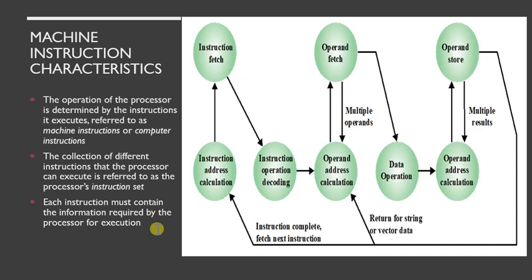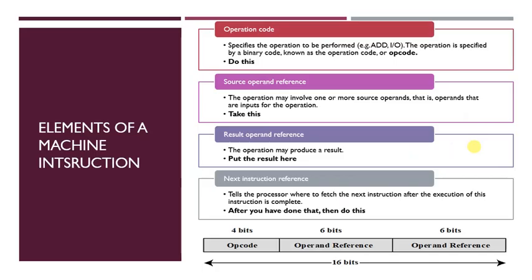So we are going to see what are the elements of a machine instruction. So basically there are 4 elements in the machine instruction, which is the operation code, source operand reference, result operand reference, and also next instruction reference. So we are going to see what actually the description in each of the elements.